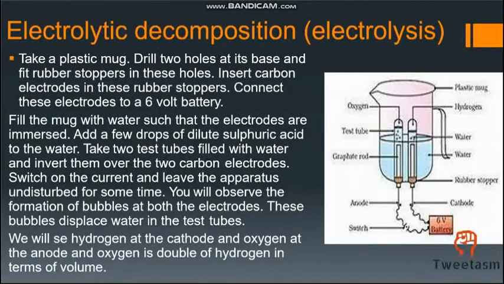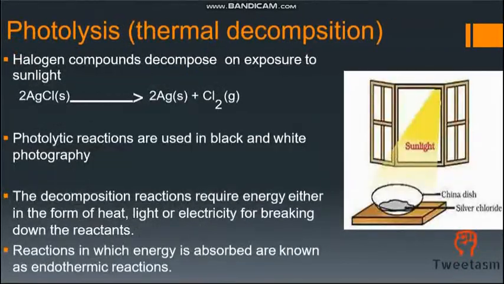undisturbed for some time. You will observe the formation of bubbles at both electrodes. These bubbles displace water in the test tubes. We will see hydrogen at the cathode and oxygen at the anode. Hydrogen is double oxygen in terms of volume. So number two is photolysis, a type of decomposition.